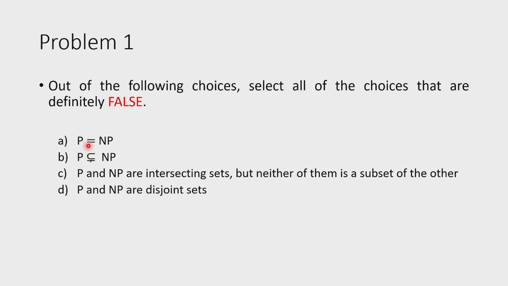The options are P equals NP. P is strictly contained in NP. This notation, if you don't know, means that P is a strict subset of NP. So P is a subset of NP but not equal to NP. The third option is P and NP are intersecting sets, but neither of them is a subset of the other. The fourth option is P and NP are disjoint sets. So can you tell me which of these options are definitely false? Multiple options can be false.